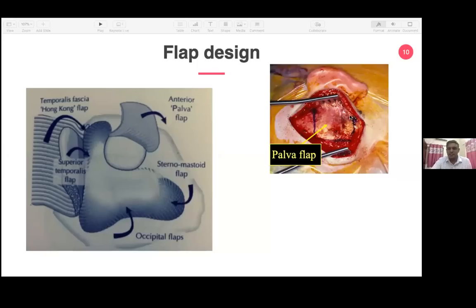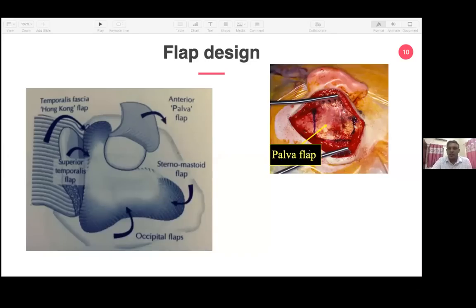Suppose you design a flap like this, which derives its blood supply from the inferior portion. That is an inferiorly based flap, called the Japanese flap. Suppose you raise a flap based on the arterial supply which comes from the posterior, that is a posteriorly based flap. In fact, we don't go for a strictly posteriorly based flap.